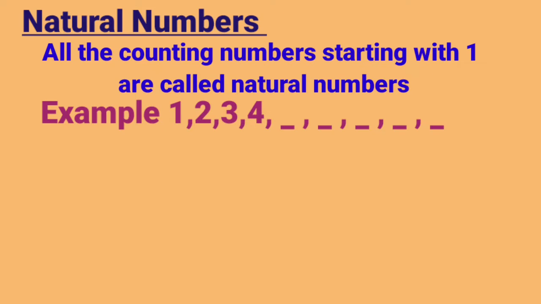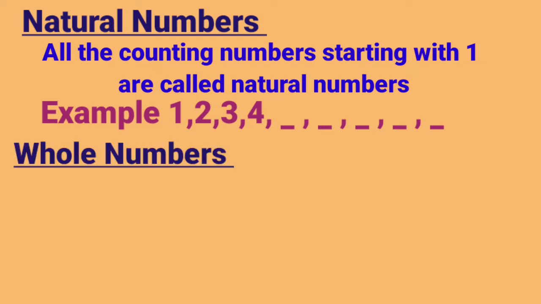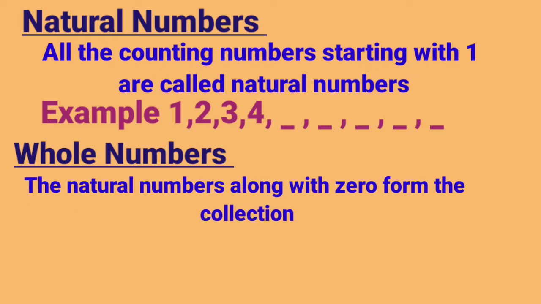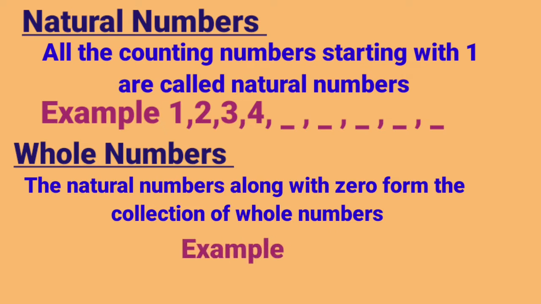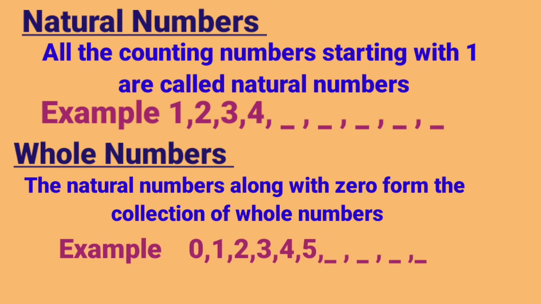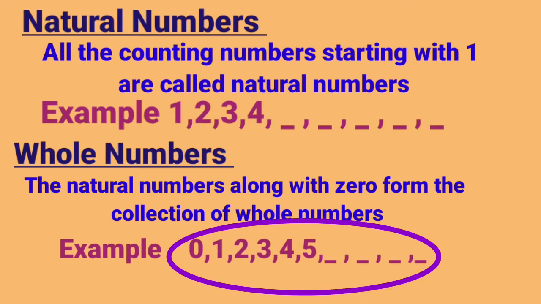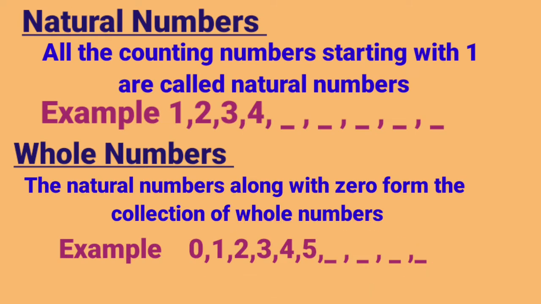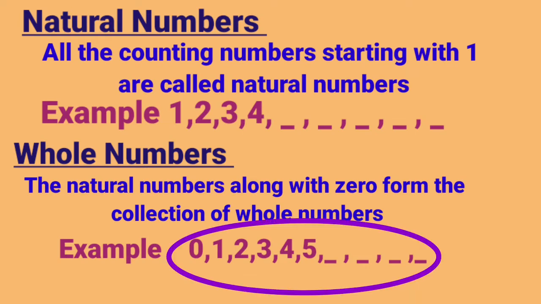Now let's talk about whole numbers. The natural numbers along with 0, they form the collection of whole numbers. So whole numbers, they begin with 0 and the remaining are all the counting numbers. So 0, 1, 2, 3, 4, 5 and so on. These all are whole numbers.